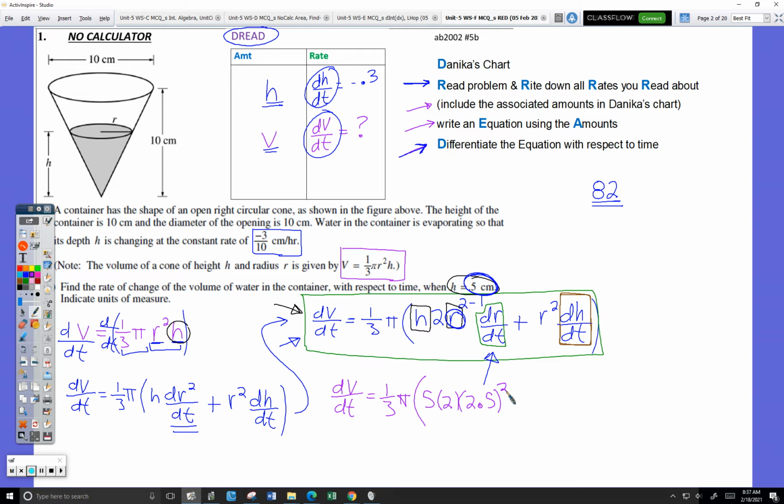dr dt squared minus 4, because you had to apply the power. Oh, thank you, it's the first power, 2 for Edward, so just 2.5. Then it's minus, no plus, sorry. drdt is 0.5 multiplied by dHdt, which was negative 0.3, plus r squared, which would be 2.5 squared, dHdt, which is negative 0.3.